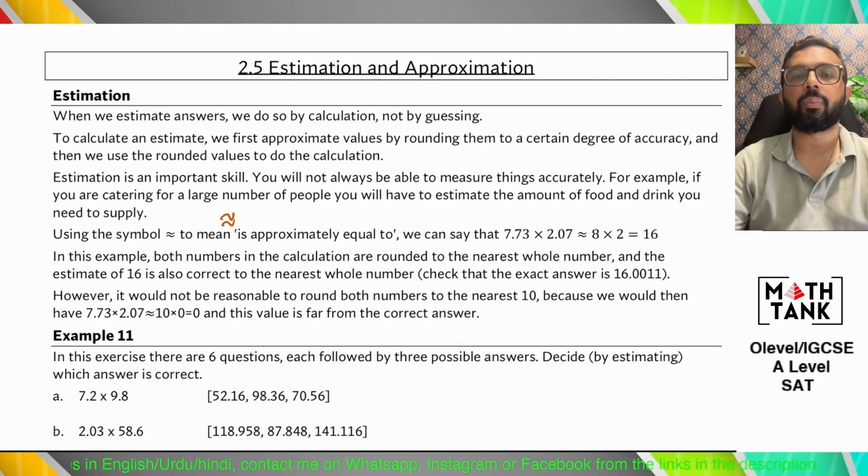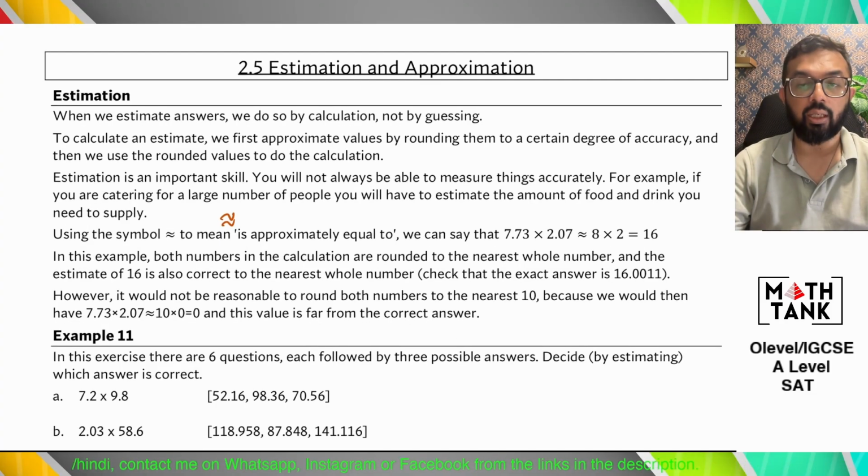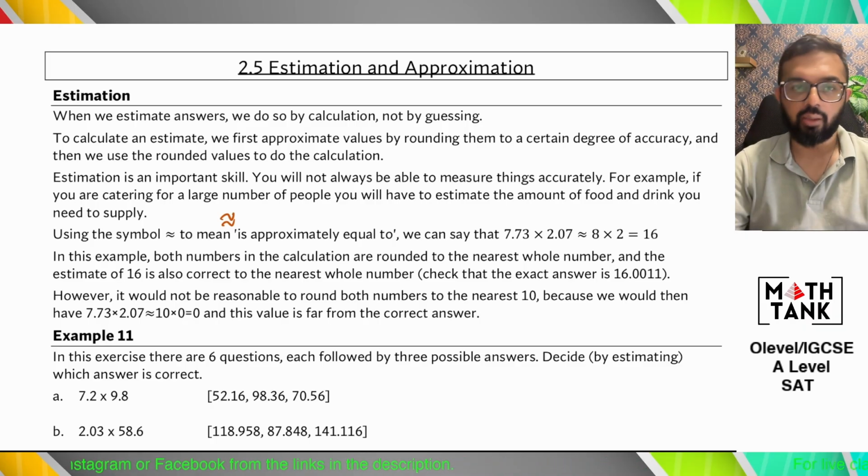However, it will not be reasonable to round both numbers to the nearest 10 because we would then have 7.73 rounded off to 10 and 2 rounded off to 0. So that's 10 into 0 is 0, and that's not an actual answer.